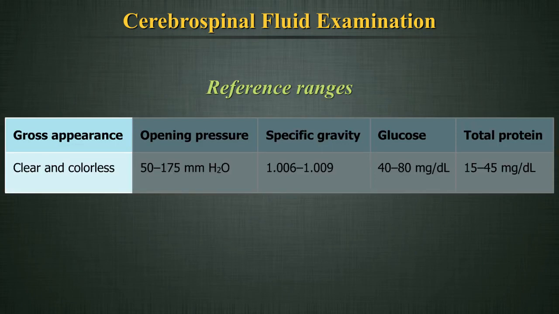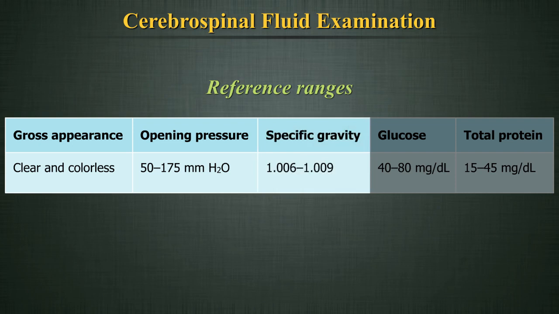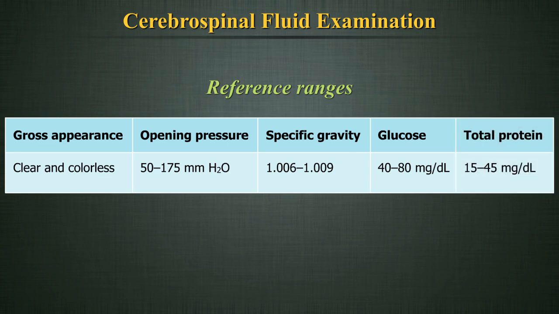Gross appearance. Normal CSF is clear and colorless. CSF opening pressure 50 to 175 millimeters of water. Specific gravity 1.006 to 1.009. Glucose 40 to 80 milligrams per deciliter. Total protein 15 to 45 milligrams per deciliter.